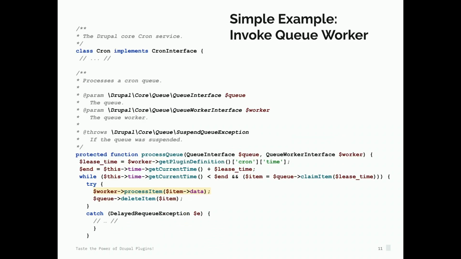And this is kind of how it's invoked in the cron service. You see the highlighted line here. We're looking first at the plugin definition to see how much time I have to process, looping over all the things I've found. I keep fetching items off the queue. As long as there's an item on the queue and I haven't run out of time, I call process item on the item's data. So pretty straightforward, and if that works, meaning there's no exception, then I delete the item off the queue and I'm done.